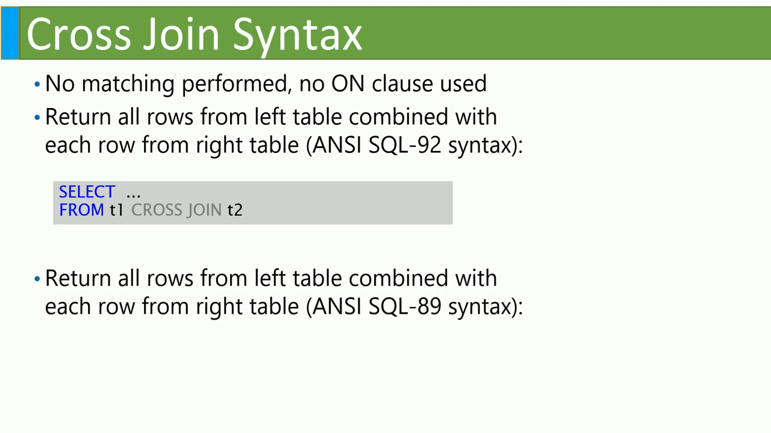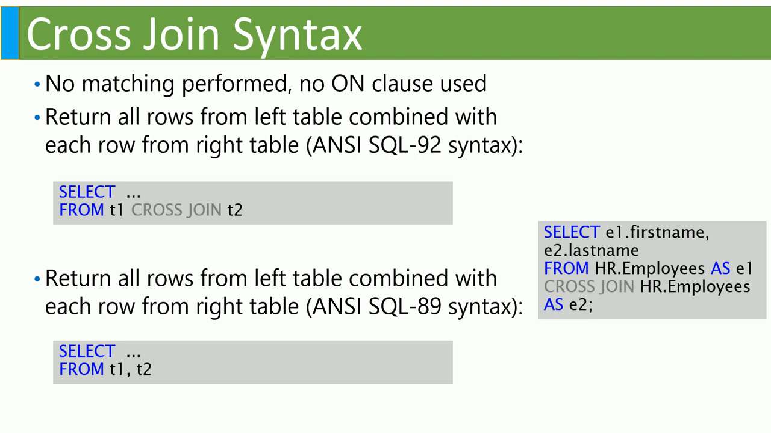Now, to return all rows from the left table combined with each row from the right table, how can you do that? Select from t1 comma t2 and you will get the output. And the complete syntax is select e1.first_name comma e2.last_name from hr.employees as e1 cross join hr.employees as e2, so your data will be cross joined.